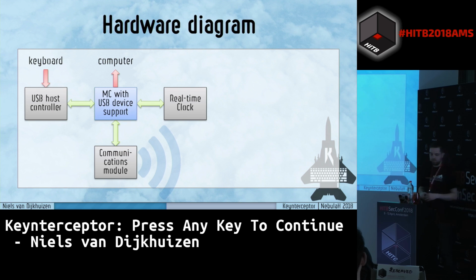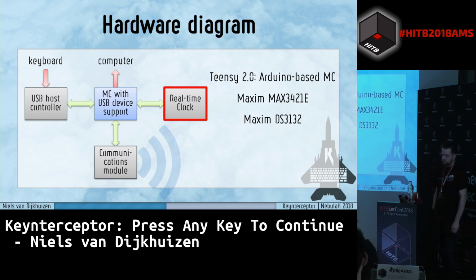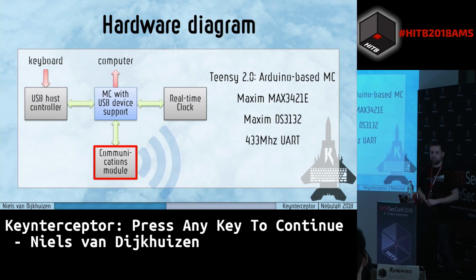So what I came up with is essentially a host adapter that lets you connect a USB device to a computer. So essentially a microcontroller with USB device support so that it can relay stuff. A real-time clock that has a battery-backed notion of time. A communications module, in my case a 433 megahertz UART. And an EEPROM to store config stuff, so non-volatile RAM.